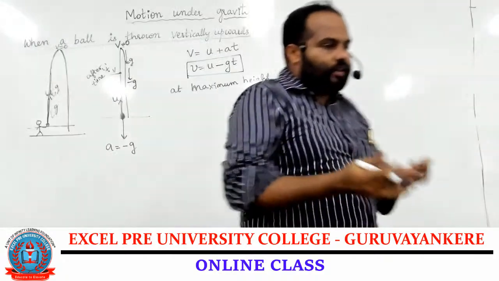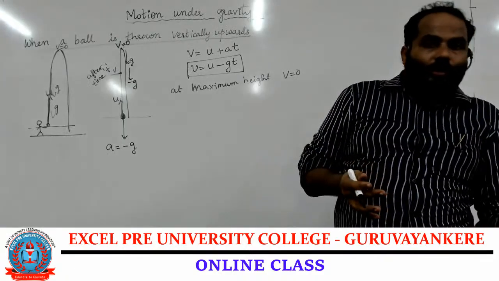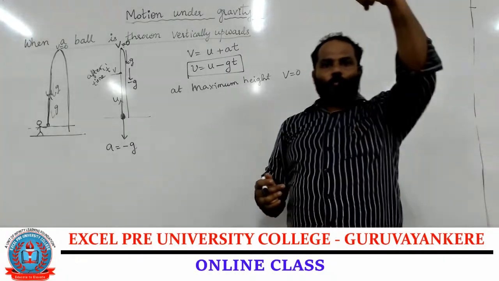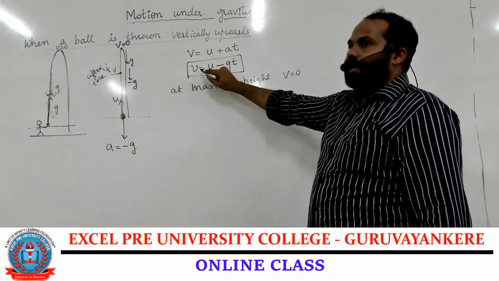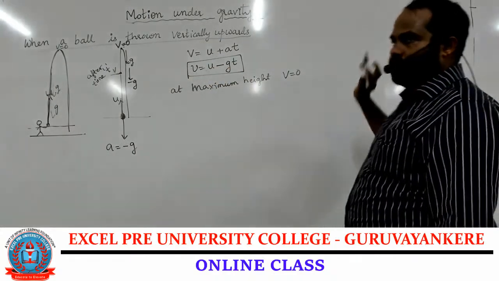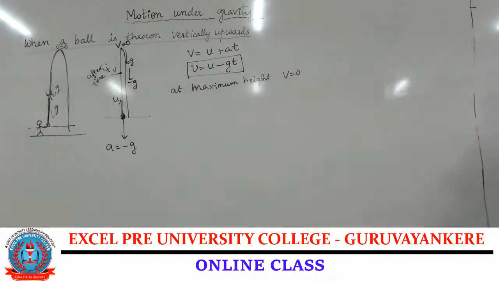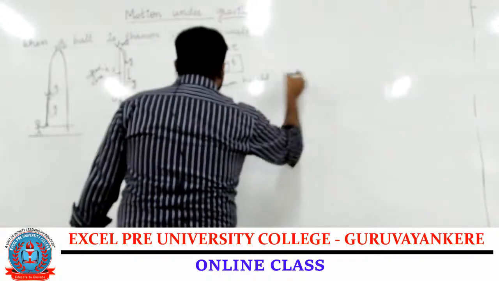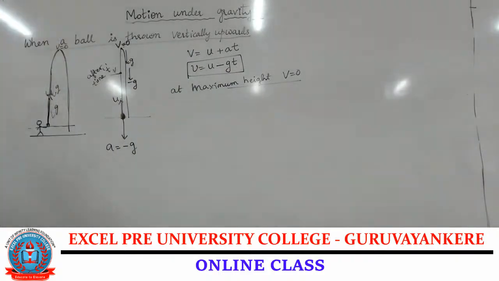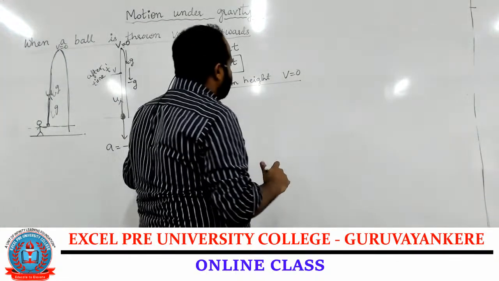But as it goes to the height, during its ascendancy, during its upward motion, its velocity becomes lesser and lesser. Is that clear? So v is equal to u minus gt. So at the maximum height, what happens? At a certain height, its velocity becomes 0.